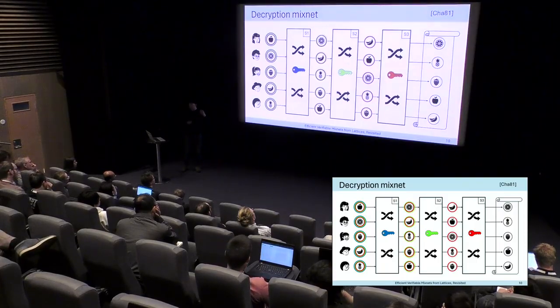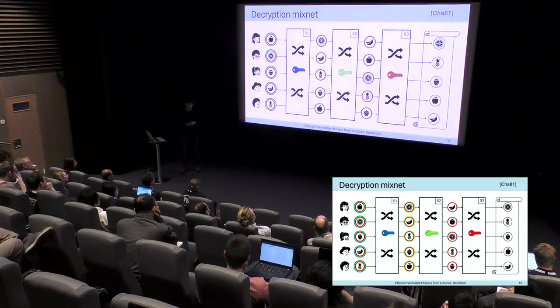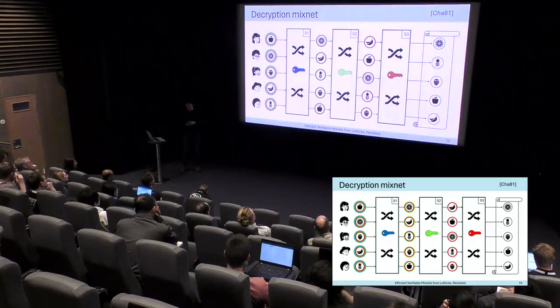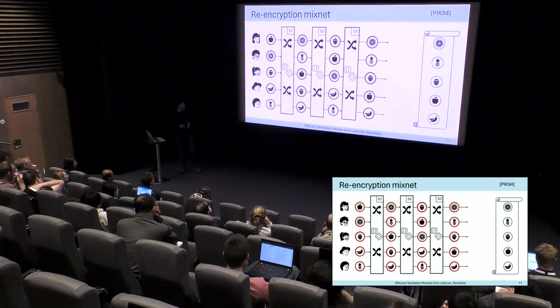And the idea is that as long as one of the servers keeps their shuffling permutation and their secret key hidden, then the adversary cannot trace the messages back to the particular users that sent them. Okay? So that's the initial construction that was proposed. Now, the main drawback of this construction is that the size of the ciphertexts increases as you add more layers to the mixnet.